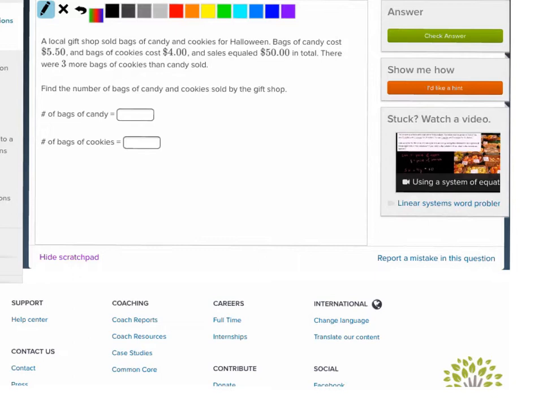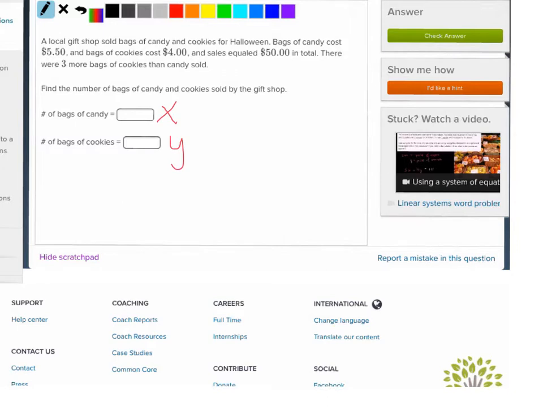Well, that was one scenario, and then I get this second scenario that says there were 3 more bags of cookies than candy. That's my second scenario. So I got 2 different scenarios, so I know it's a system of equation word problems, right? Now what I'm going to do first is I'm going to define bags of candy as the variable x and bags of cookies as the variable y.